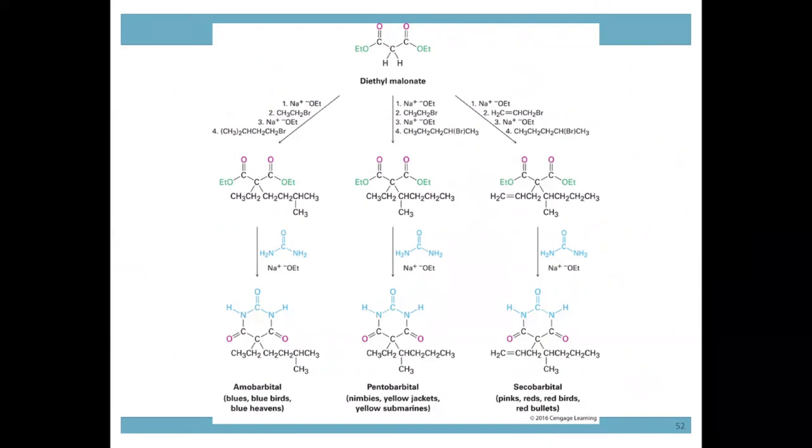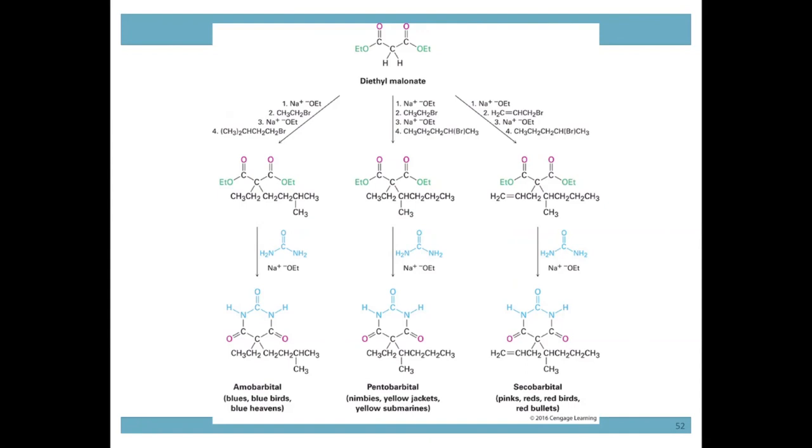So here we're showing you how to make several different barbiturates. And in fact, you can see their street names. Like I said, these were very common in the 60s, 70s. So these are known as blues, bluebirds, blue heavens, nimbles, yellow jackets, yellow submarines. I wonder if that has anything to do with the Beatles. And then pinks, reds, red birds, red bullets. I believe those names come from the color of the pill that they used to be.